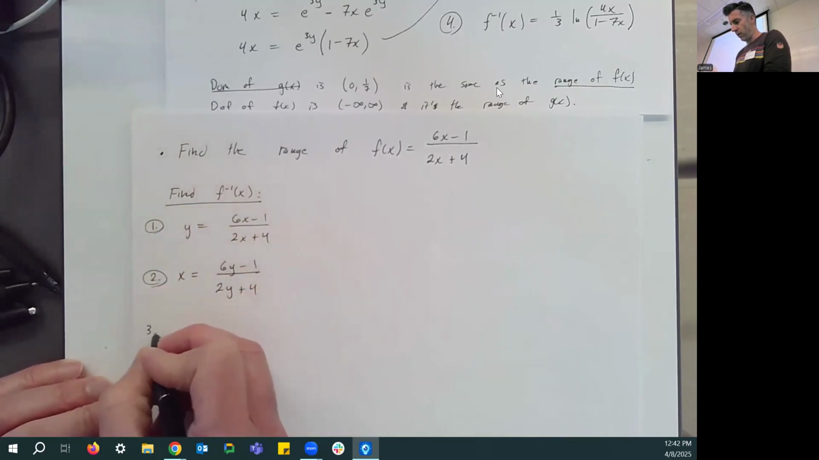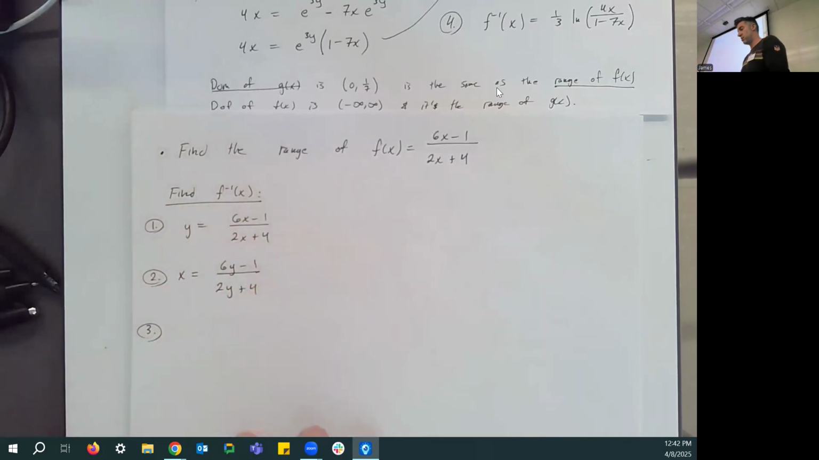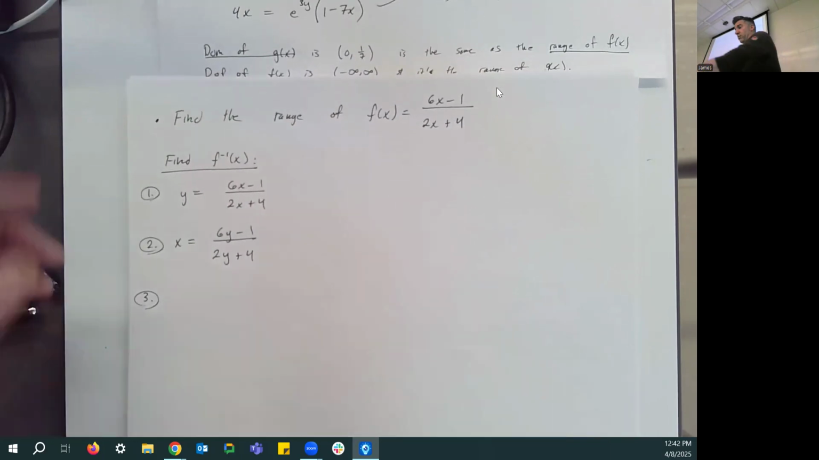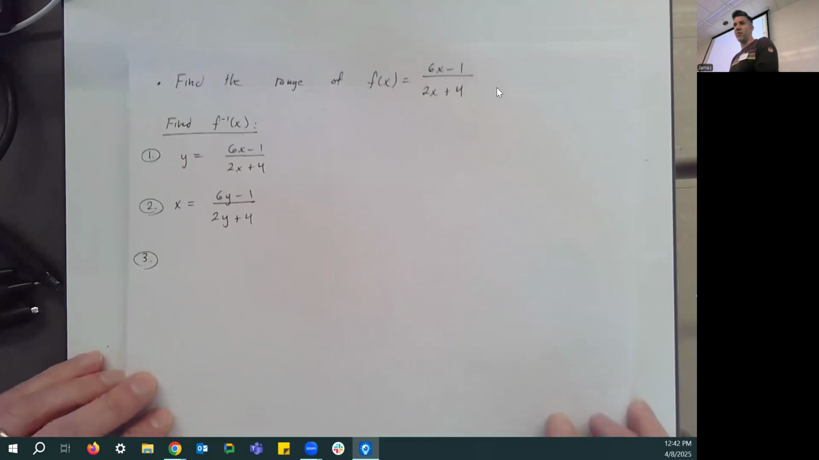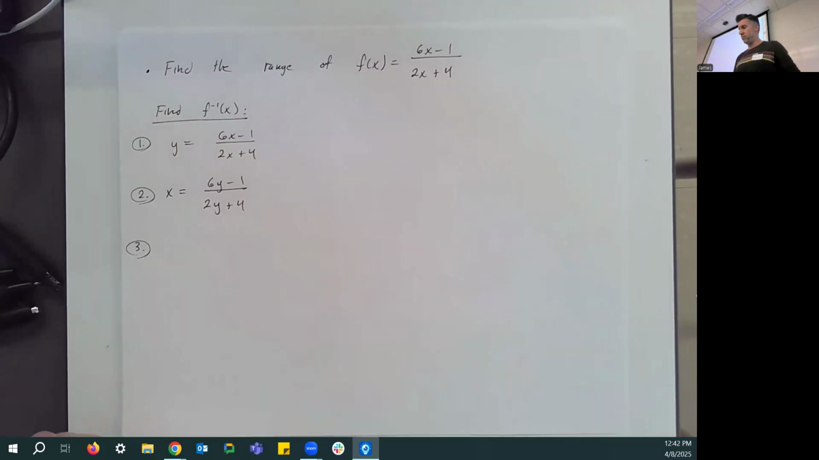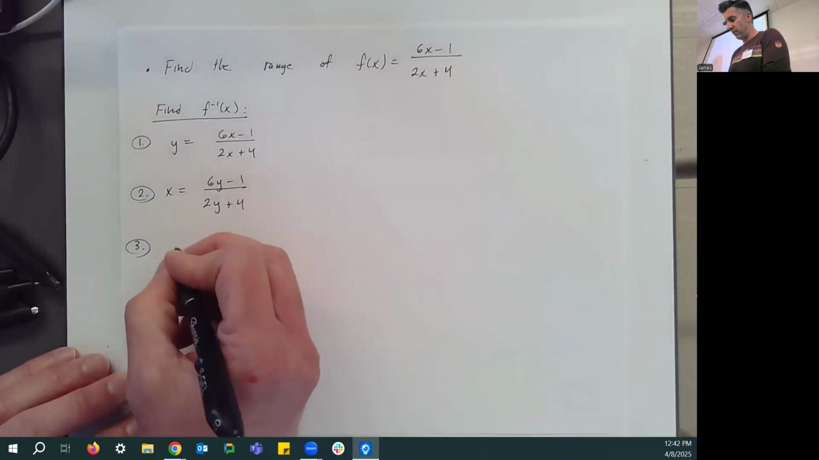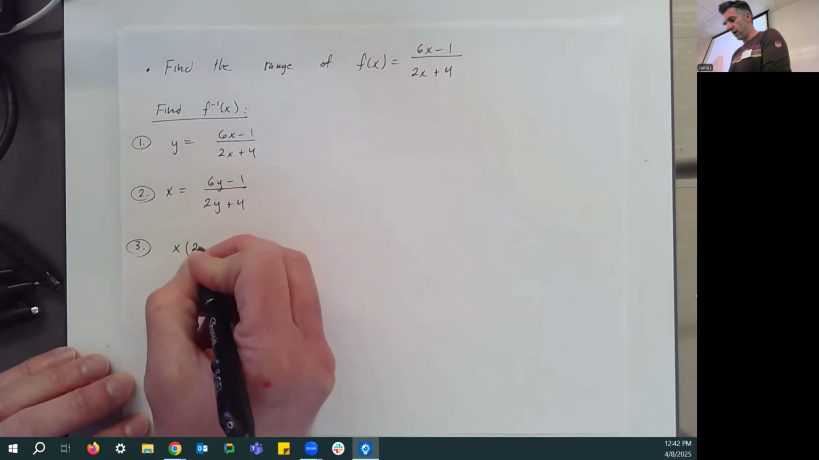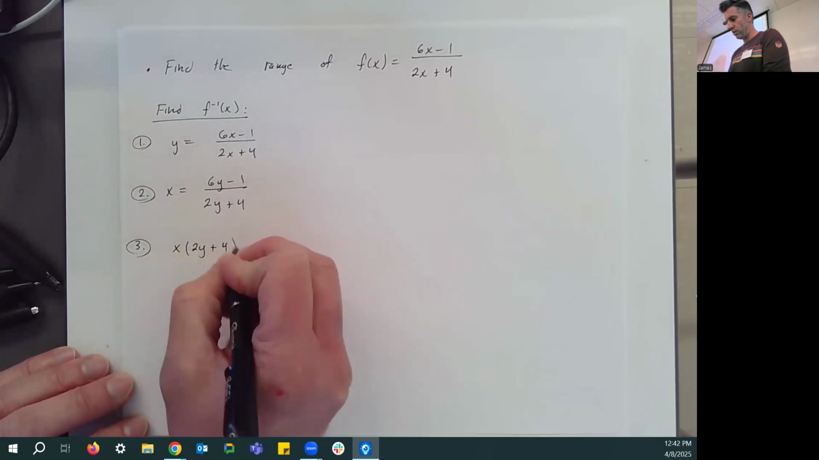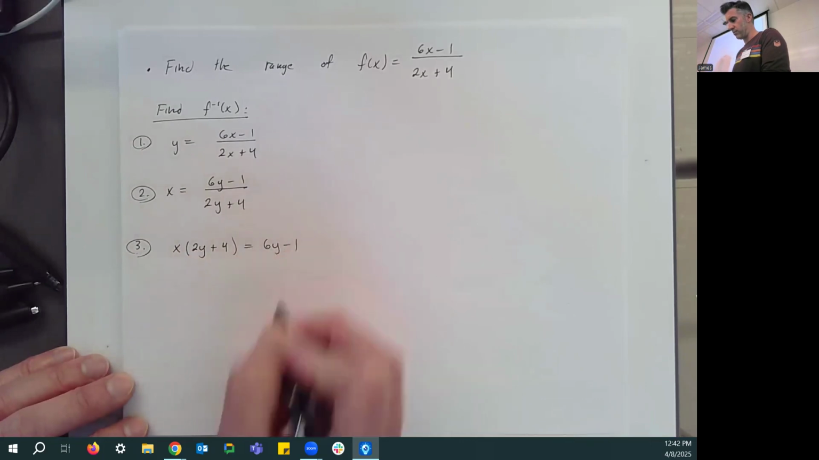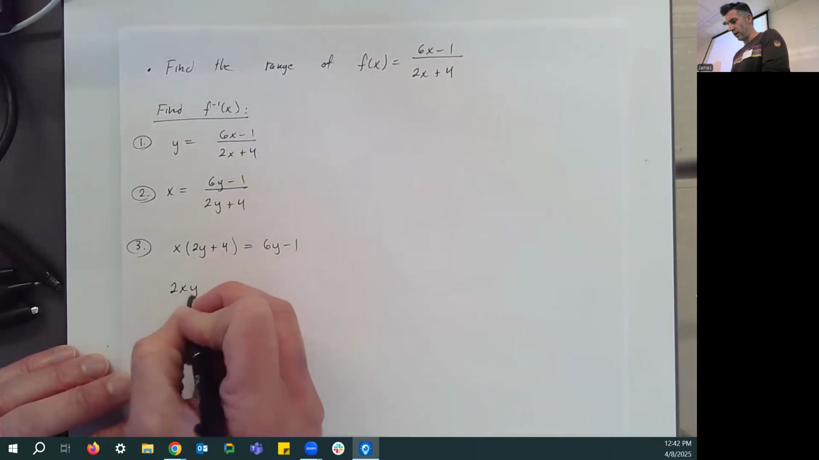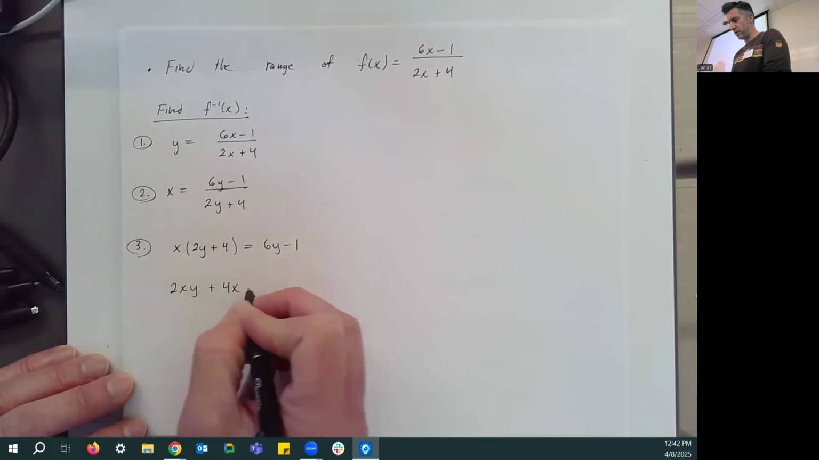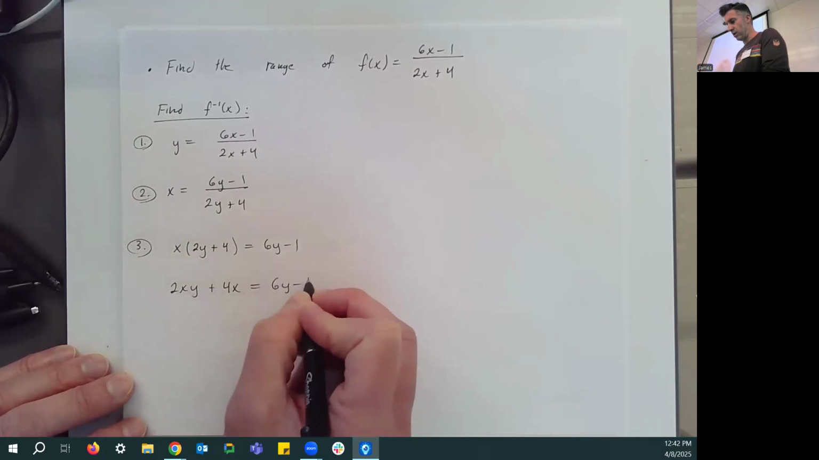And now for the hard part. We're going to solve for y. Just like in the previous problem, I'm going to multiply both sides by the denominator as my first step. I almost never want to have denominators in my equation if I can help it. So if I can ever get rid of them, I will. x times 2y plus 4 equals 6y minus 1. Distribute the x. I get 2xy plus 4x equals 6y minus 1.